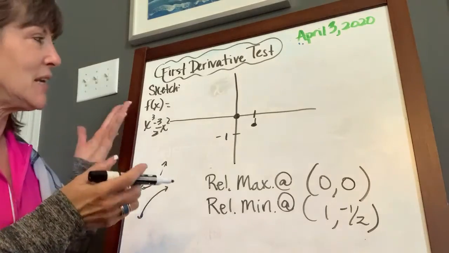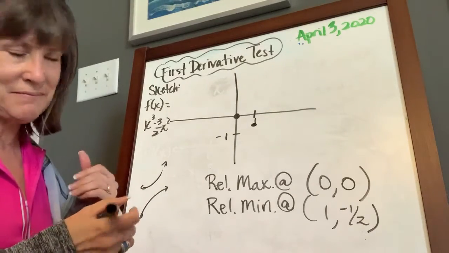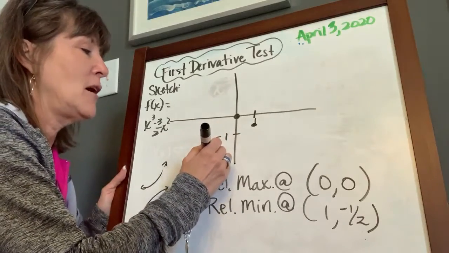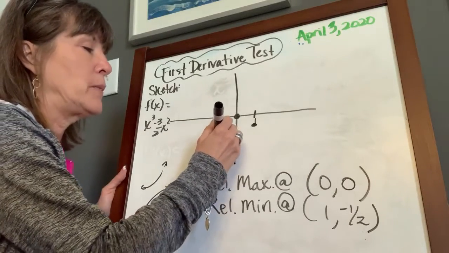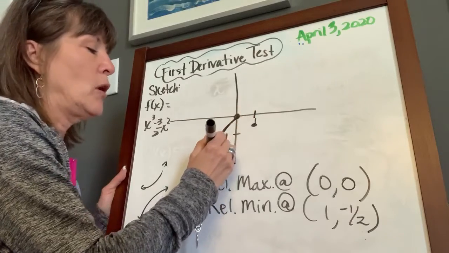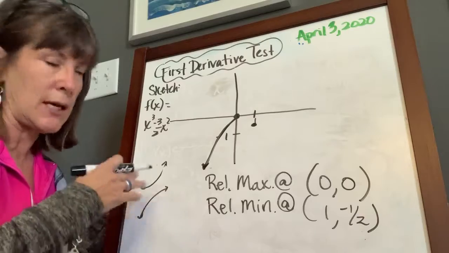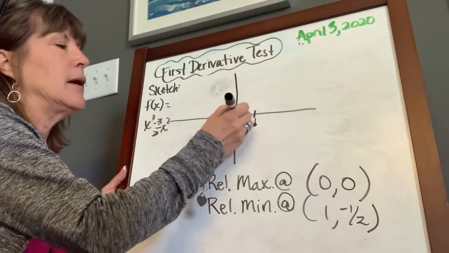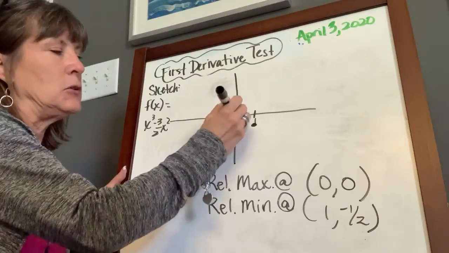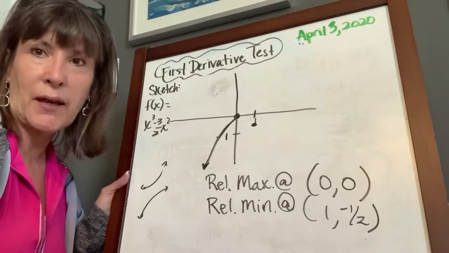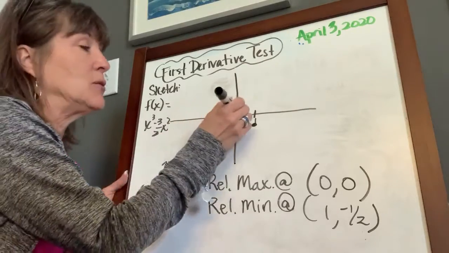And because I know what x cubed functions look like, I'm going to go ahead and use my prior knowledge. I'm going to graph it with the correct bend to it. But with what we've talked about in the first derivative test, we have not talked about concavity yet. So technically, if you drew it the other way, we hadn't talked about that yet, so I wouldn't count that against you yet.